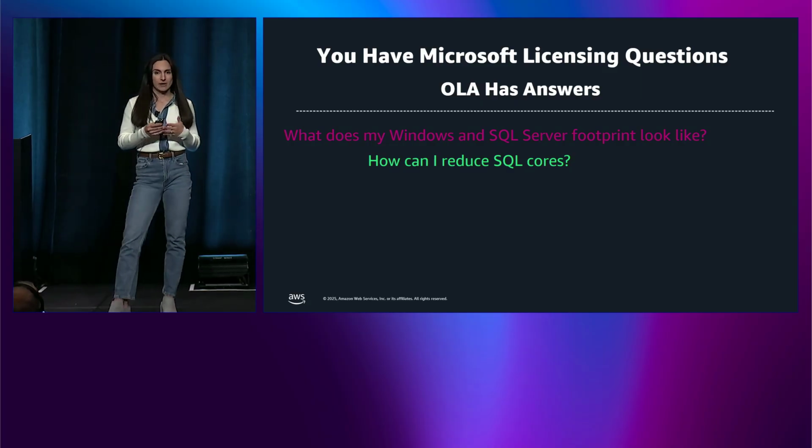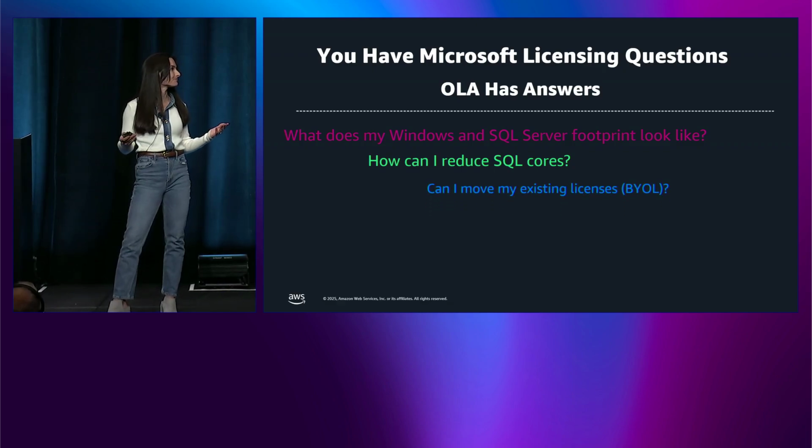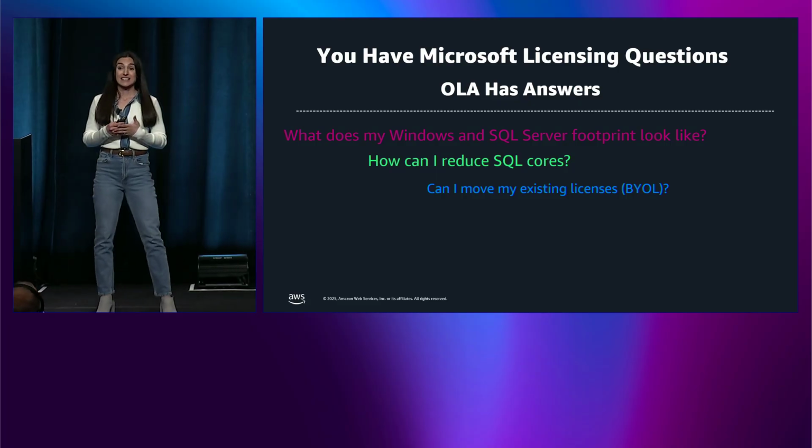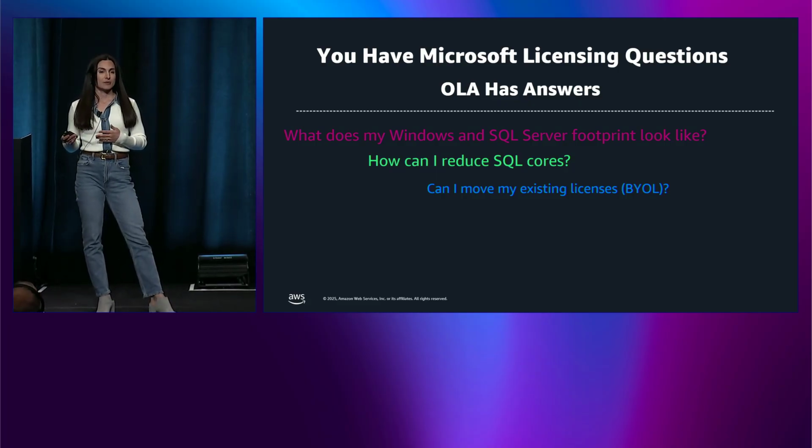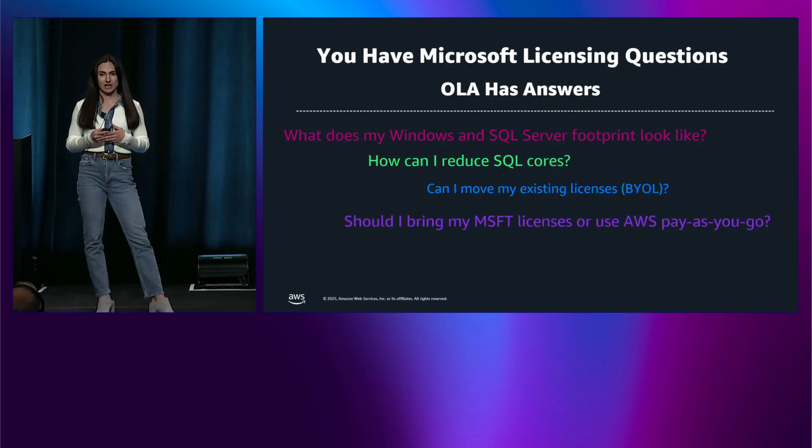Next is, how can I reduce my SQL cores? We see that the majority of our customers' spend on Microsoft products is typically on SQL Server, especially in terms of what gets migrated to the cloud. So that is the top-of-mind product when customers are thinking about cost optimization. Next, can I bring my own licenses to AWS, or BYOL? Most of you will be familiar with that terminology. The good news is the answer is typically yes. There are, of course, nuances, and that's exactly what the OLA will help you navigate.